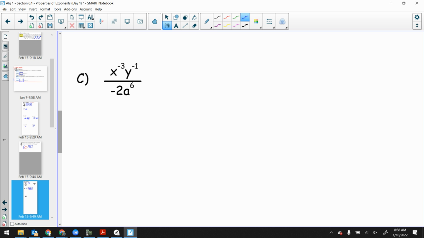X to the negative 3rd power. Is X happy? No. So it moves down and becomes positive. Is Y happy? No. So move it down and make it positive.